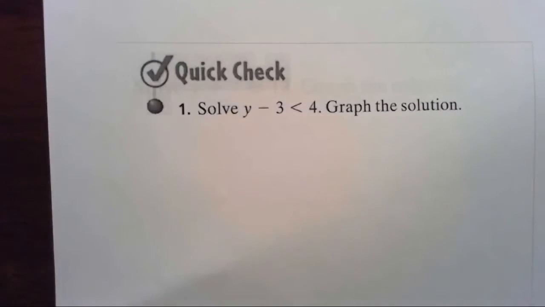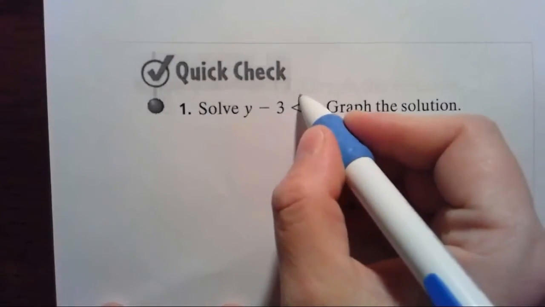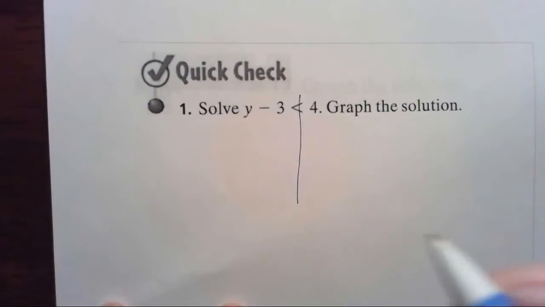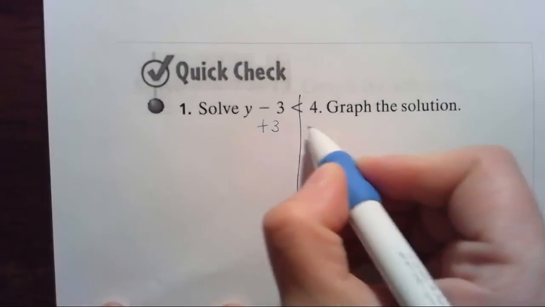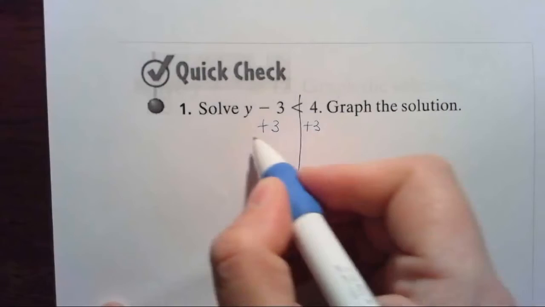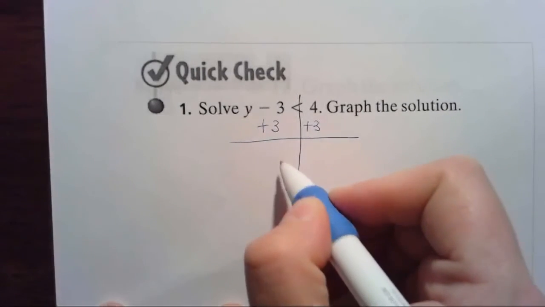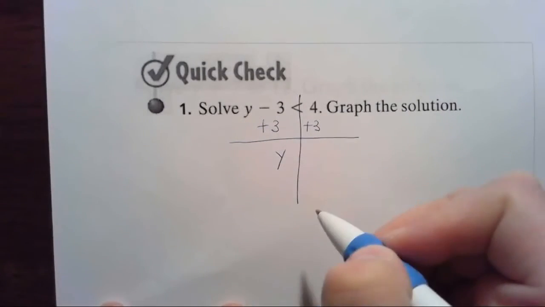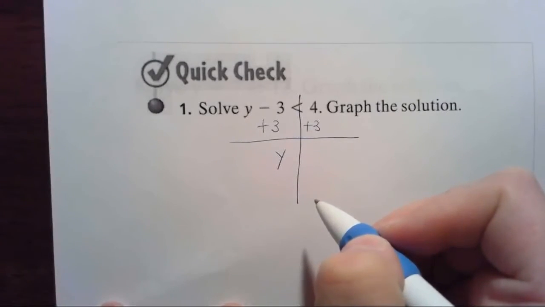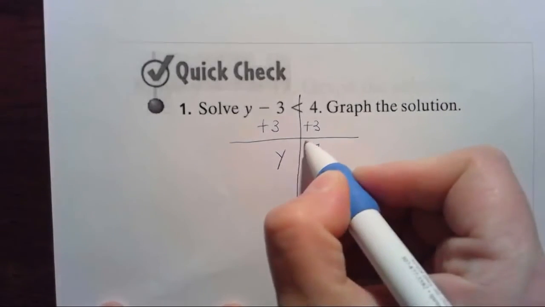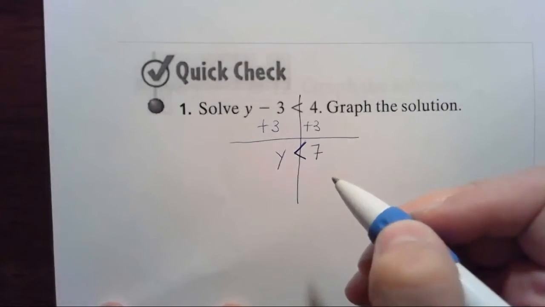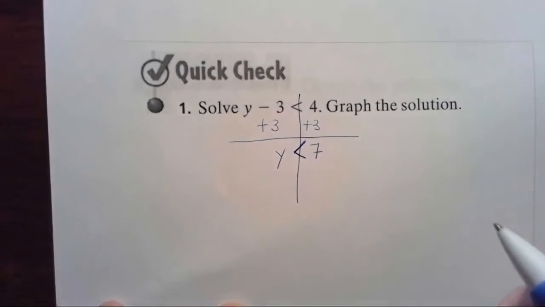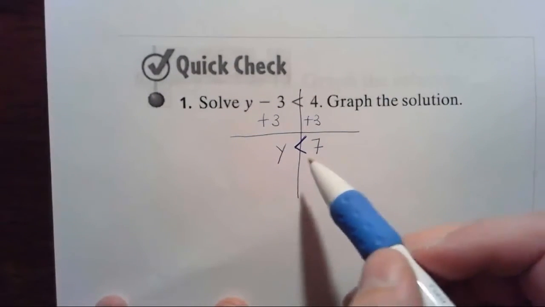All right, last one together. y minus 3 is less than 4. I'm going to get rid of negative 3, which means I'm going to add 3 to both sides of the inequality. That leaves me with only y on the left side, and 4 plus 3 is 7. And I still have the same sign as above. Make sure you don't put the equal sign there. That's very important. Okay, let's graph it.